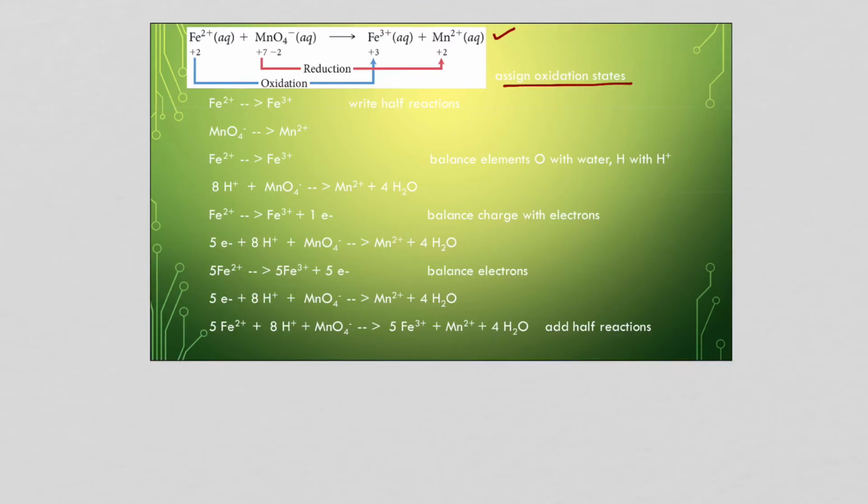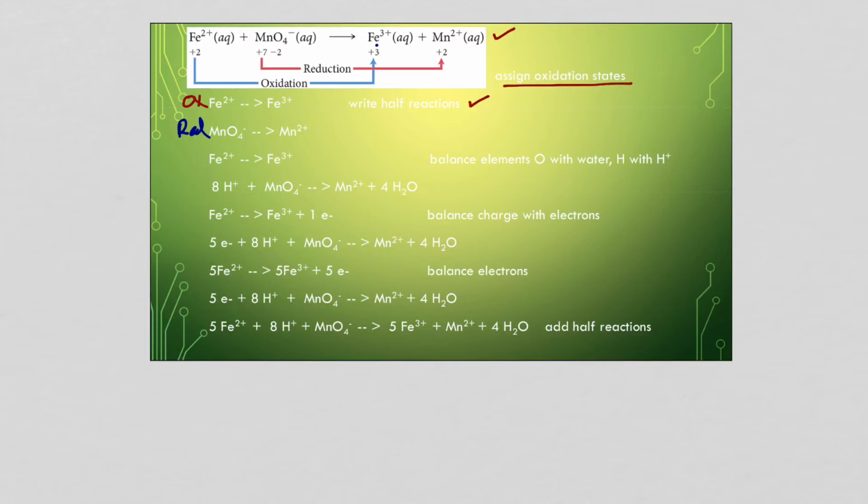Okay. So the second part is to write out our half reactions. So we have our oxidation half reaction, that's here, and we have our reduction half reaction, that's here. So we have iron 2 plus going to iron 3 plus. The manganese, as part of permanganate, MnO4 minus, goes to manganese 2 plus. So we have our oxidation and reduction half reactions. Then we balance by mass.